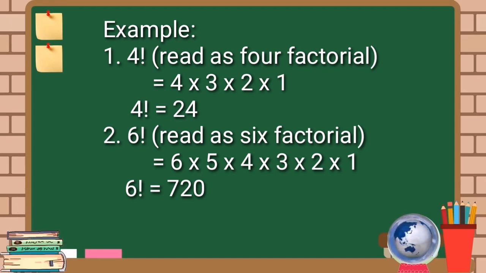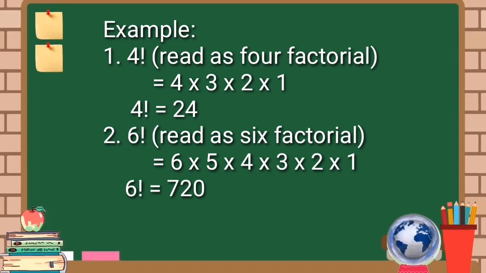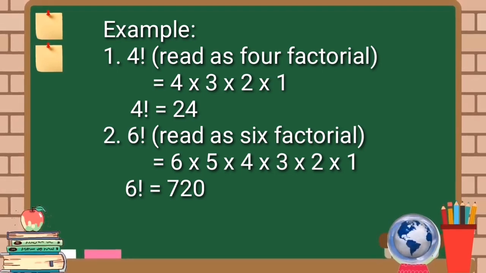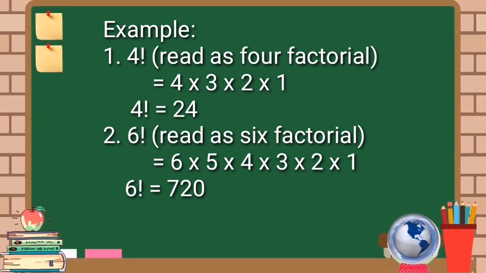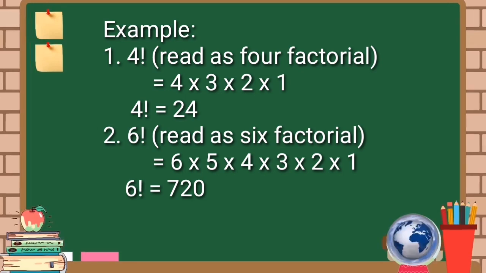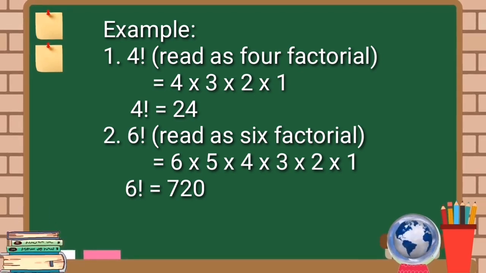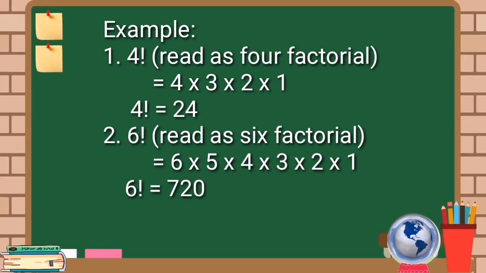Number 2, we read it as 6 factorial. How do we solve it? 6 factorial is equal to 6 times 5 times 4 times 3 times 2 times 1. 6 times 5 equals 30. 30 times 4 equals 120. 120 times 3 equals 360. 360 times 2 equals 720. 720 times 1 equals 720. So 6 factorial is equal to 720.